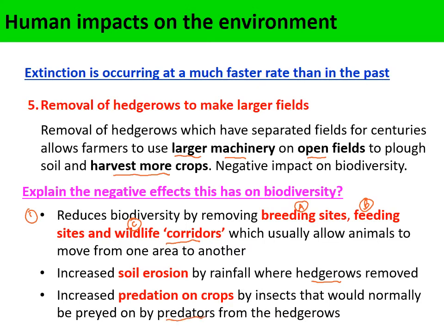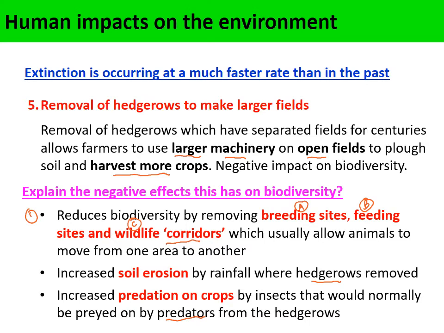The third idea is increased predation on crops by insects that would normally have been preyed upon by predators that would have lived within the hedgerows. So maybe birds, for example, might have nested within the hedgerow. These birds might be predators for certain insects, so they eat the insects. And the insects, they might have been pests on the crops, and their numbers would have been kept nice and low by these bird predators. But if you take away the habitat of the bird predator, the bird can't live there, and if it can't live there, the insects can increase their population numbers, which might increase predation on the crop.